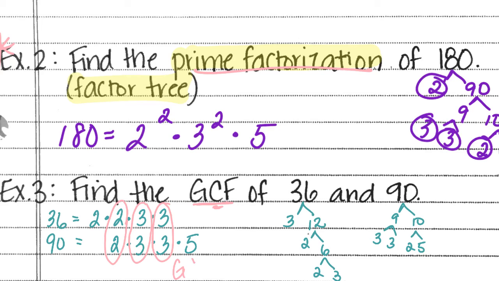So when I multiply the GCF, I'm going to multiply one of these 2s, one of these 3s, and one of these 3s. Well, 2 times 3 is 6, times 3 is 18. So what this is saying is 18 can go into 36, and 18 can also go into 90. So that's really what we need to know in our lesson today. You need to know the difference between prime factorization, factors, and the greatest common factor, also called the GCF.